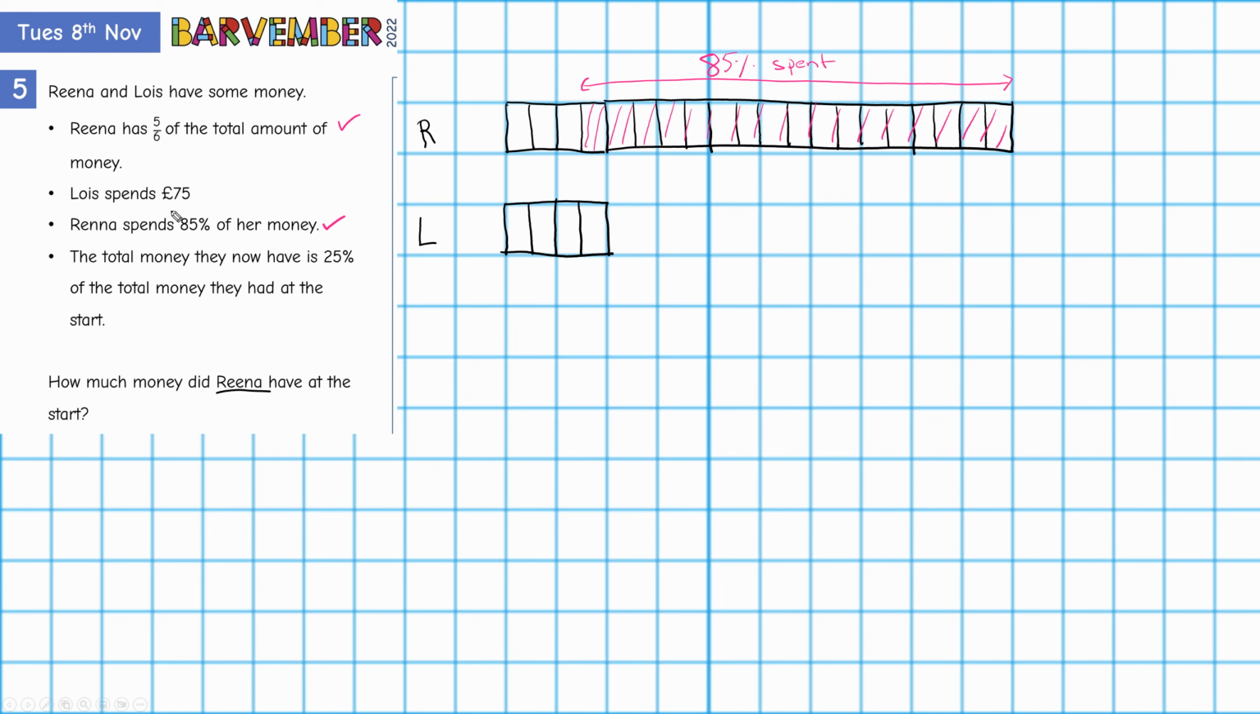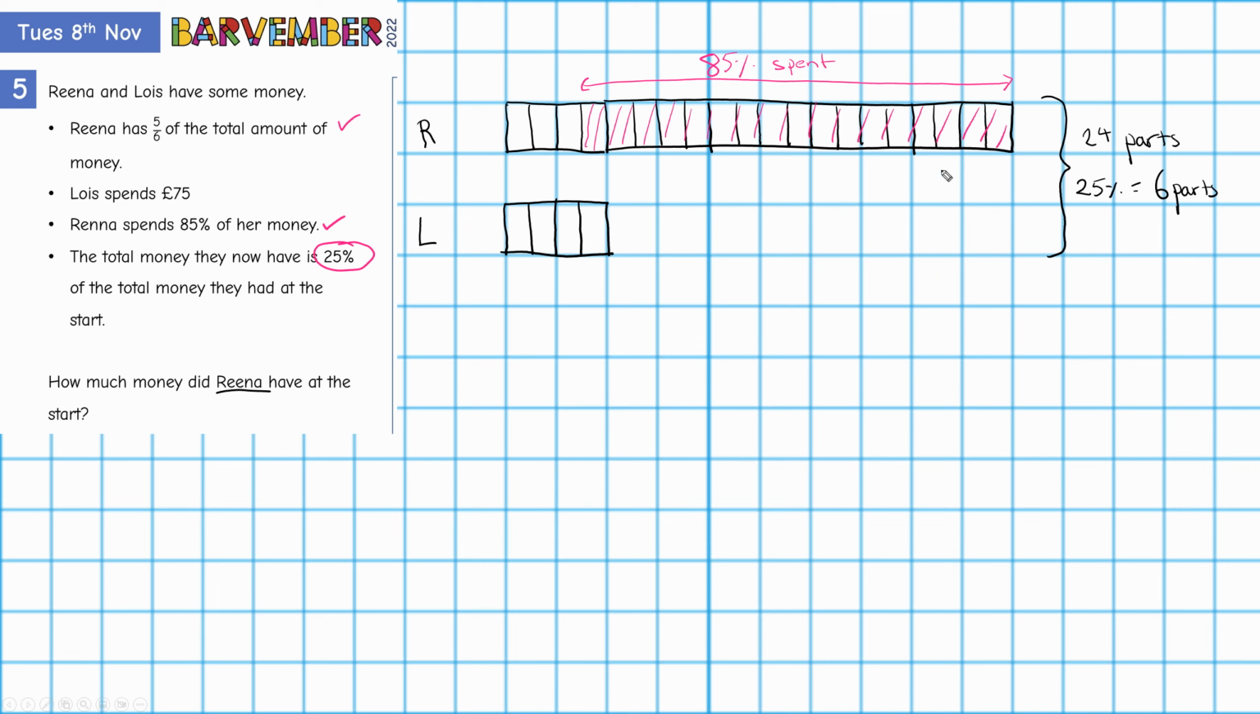We're then told after Lois and Rena spend their money that the total money they have now is 25% of the total money they had at the start. Okay, so what did they have at the start? Well, at the start, they had, remember, this is now 20 parts, and here we have another 4 parts. So this whole model, the start, consists of 24 parts. Okay, and 25% of that is obviously a quarter of that. That's 6 parts.